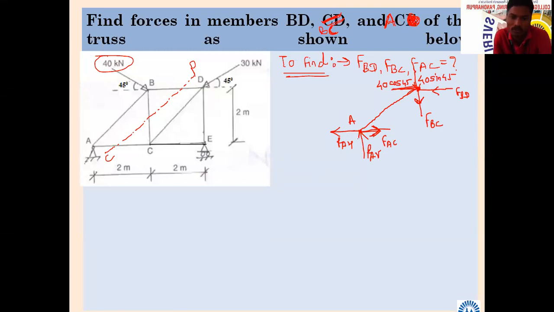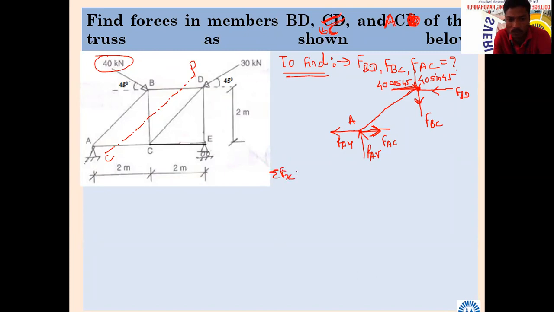How many unknowns are there in this? आता याच्यामध्ये unknown किती आहेत बघा बरं पहिल्यांदा. How many are there unknown? 3. Which are they? Force AC, force in member BC, and force in member BD. 3. How many equations we have? 3. 3 equations, 3 unknown means we can find. We can solve this problem. That we should know.